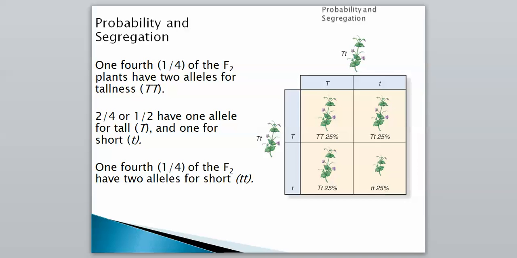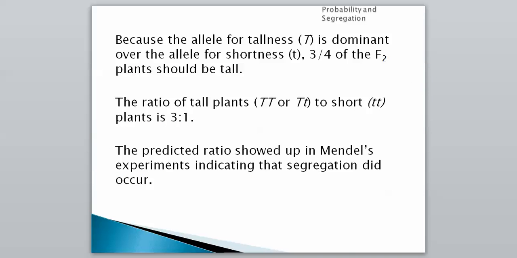We have four boxes, and we just look at the possibilities we have there. Because the allele for tallness is dominant over the allele for shortness, three fourths of the F2 plants should be tall, and this ratio is 3:1. This predicted ratio showed up in Mendel's experiments, indicating that segregation did occur. So these Punnett squares validate the fact that segregation did occur.